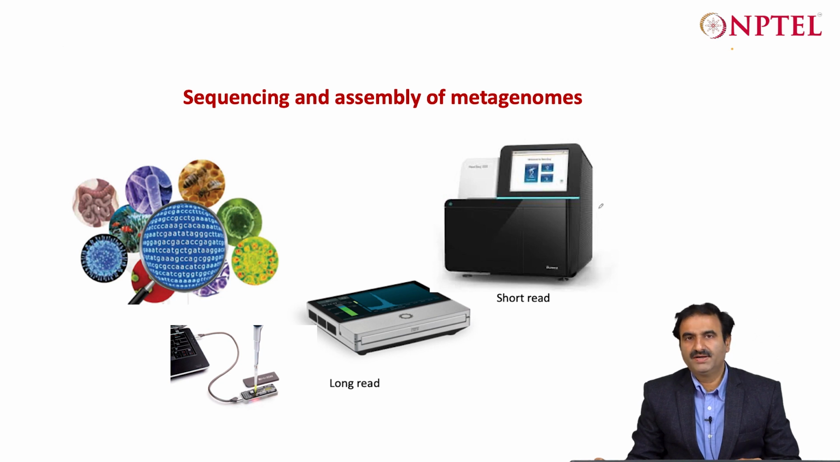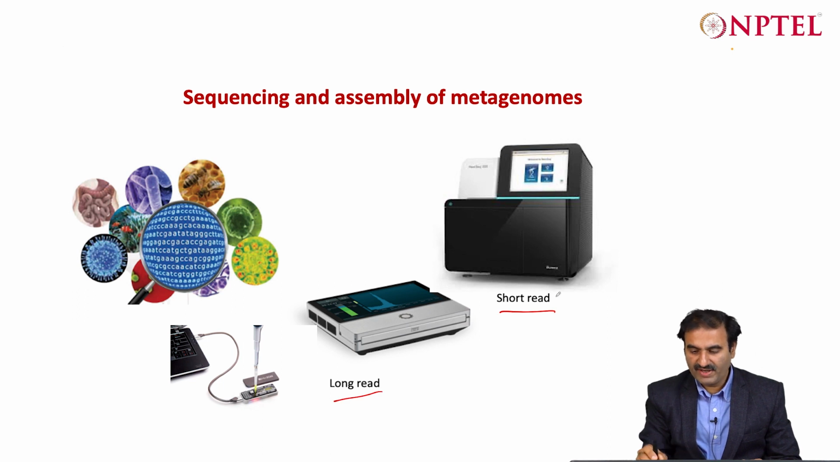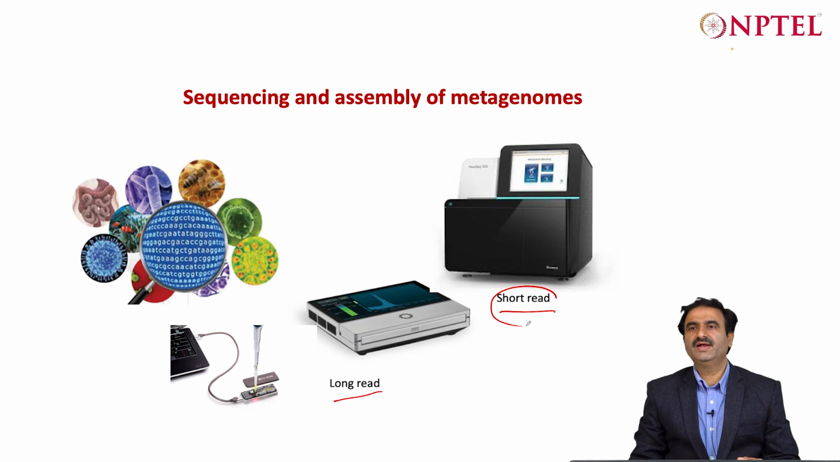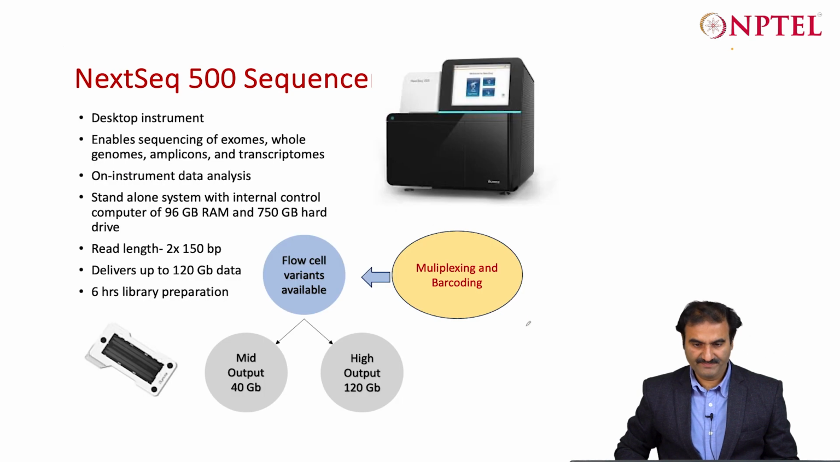Sequencing in this case can be short read or long read. So far short reads have predominated because bacterial genomes are short, and short reads are correct reads that can cover the genomes, and they are cheaper to produce also. Whereas long reads are now becoming popular, of course in combination with short reads, because they can cover the entire 16S ribosomal RNA or complete genes in one go, which would take a lot of time in assembly when you are using short reads.